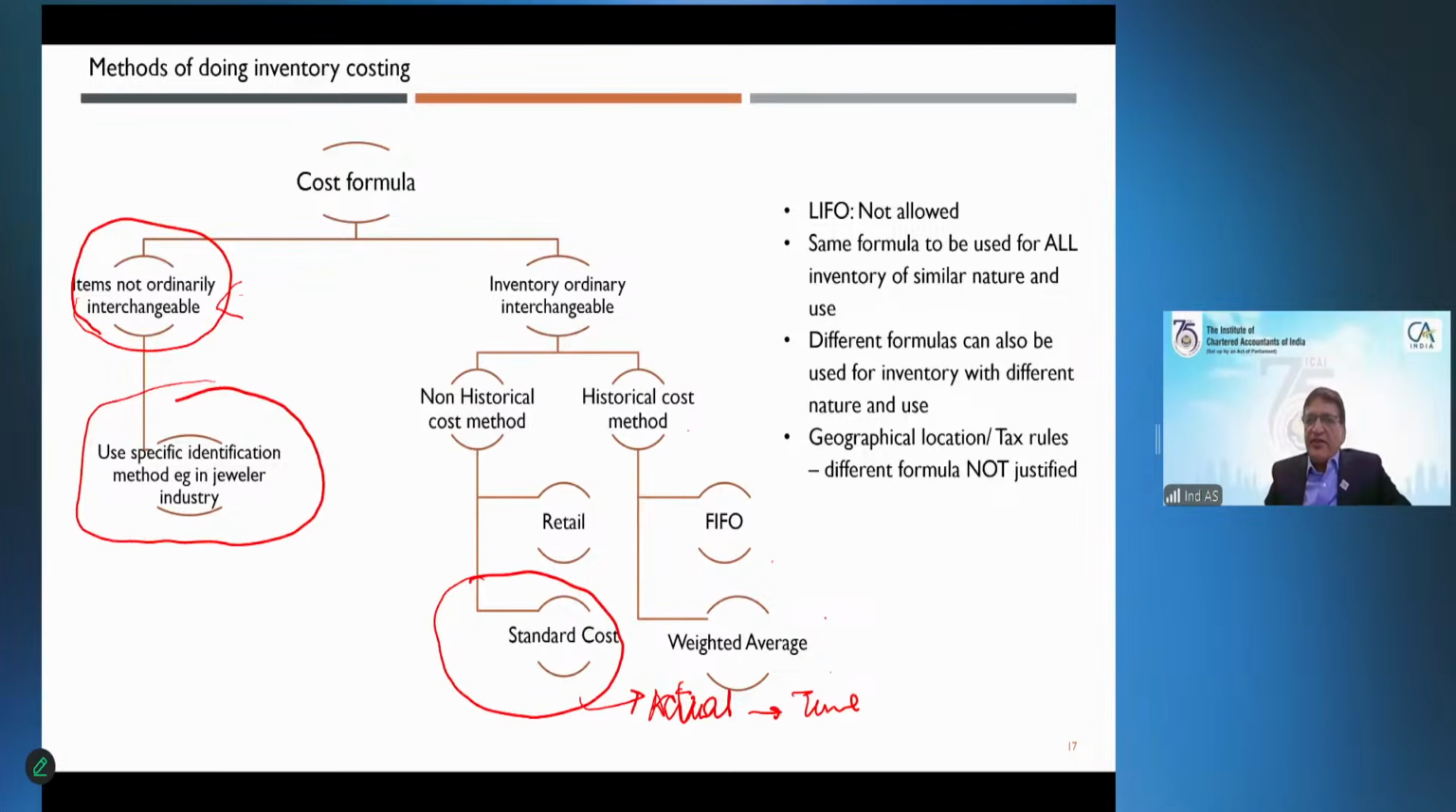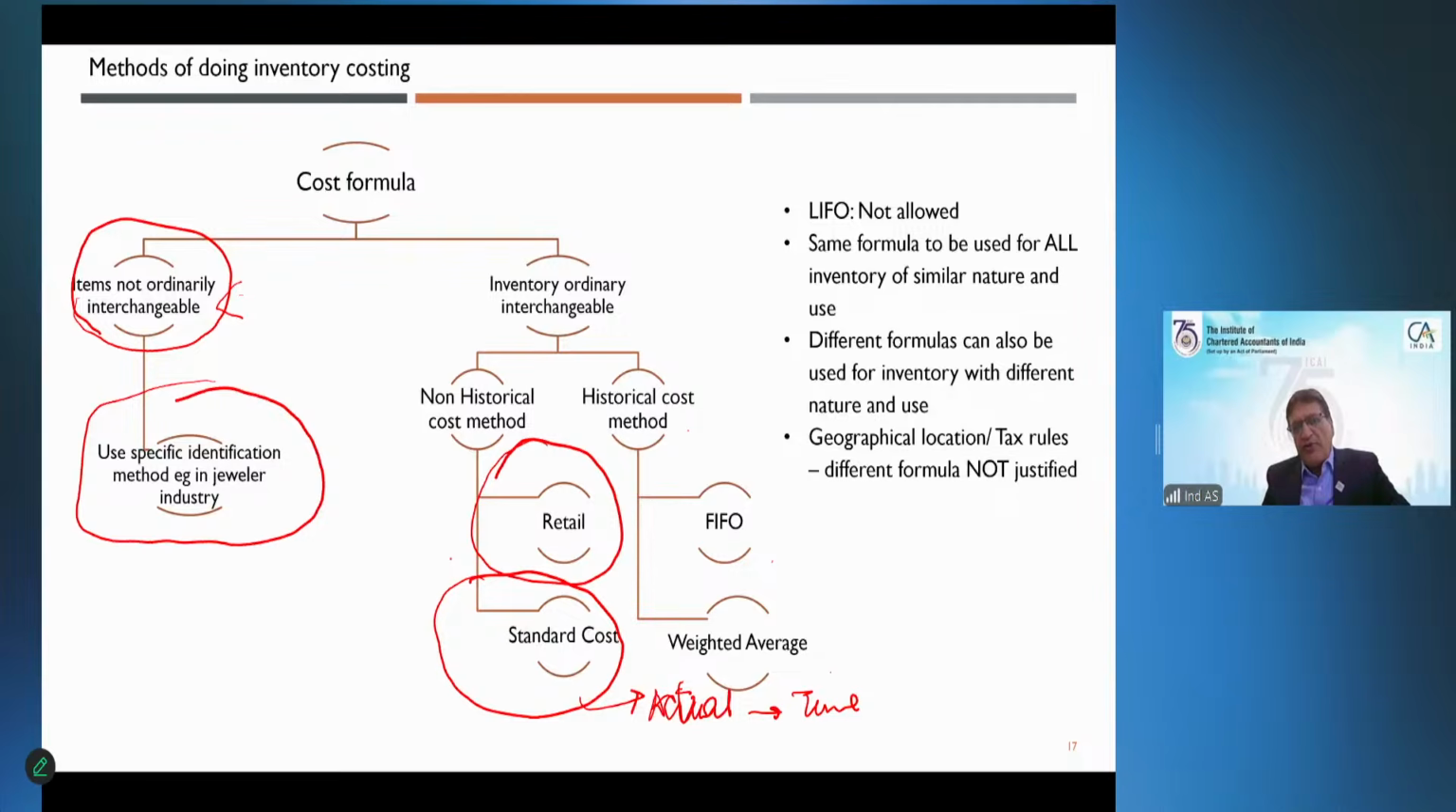There is another interesting method in case of retail. What happens is, in case of retail industry, just imagine Reliance Retail or maybe DMart. Now they have 1 lakh, 2 lakh SKUs, different items, different sizes, different prices, different colors and everything. Now how to find the closing inventory in such a case?